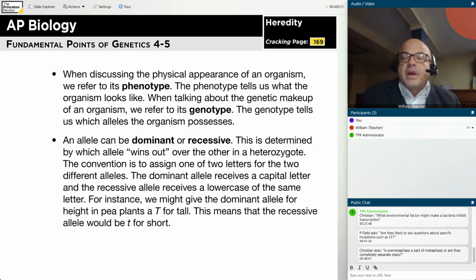So fundamentals: phenotype is obviously your physical traits, and genotype is the genetic makeup of cells.